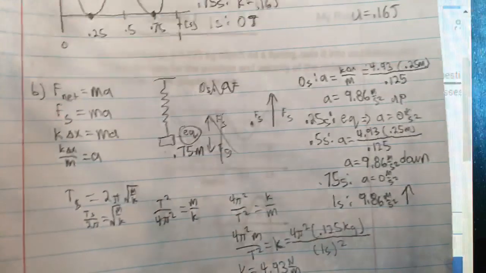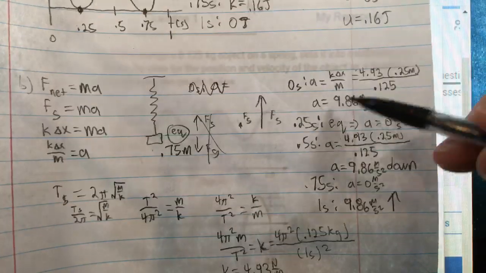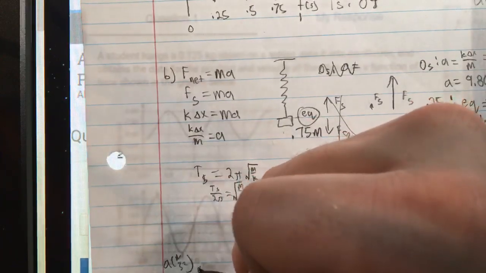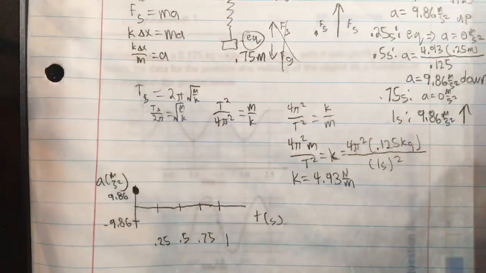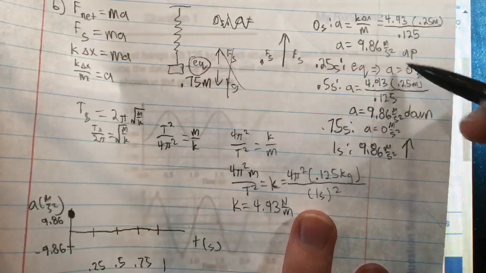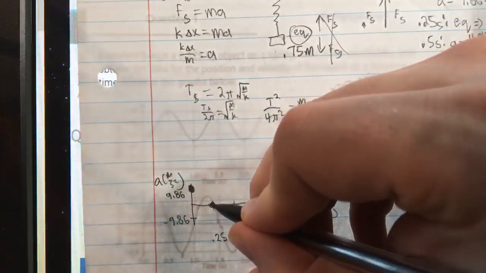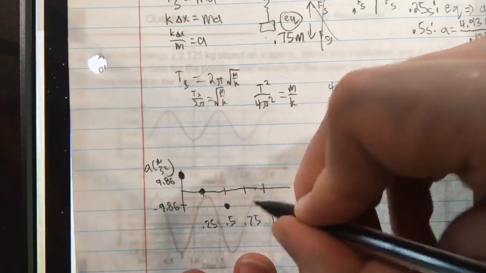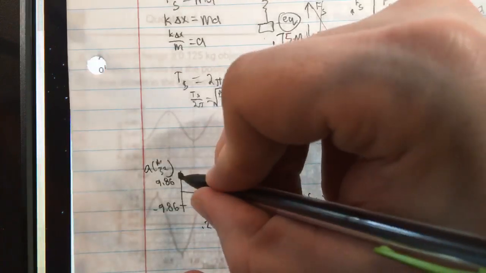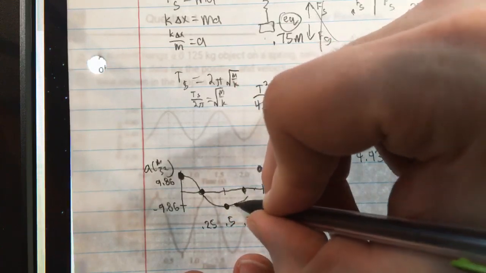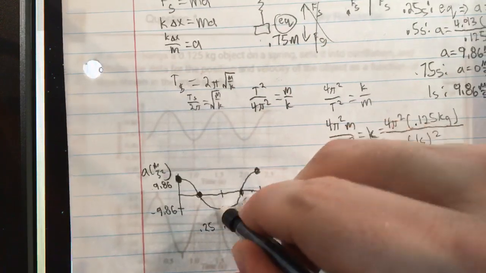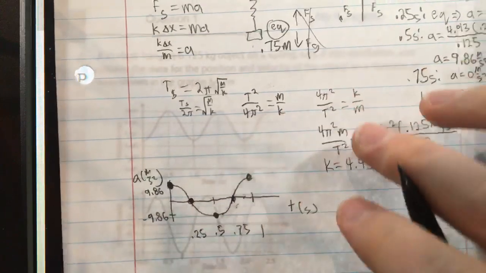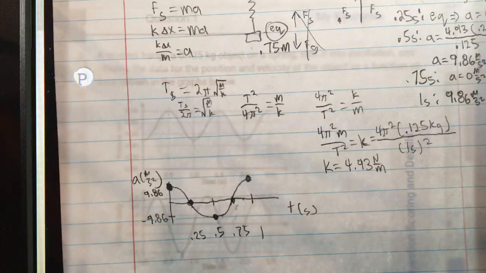So we start off at 0 seconds. At 0 seconds, we start off with a large positive acceleration, an upward acceleration. Then at 0.25 seconds, we're at our equilibrium position, so our acceleration is 0. And then we end up going down below to negative 9.86, back to 0, back to 1. Again, we're going to see a sine wave type thing. Pretty much any time you see a pendulum or a spring and you're graphing it, it's going to be some form of a sine wave shifted somehow.